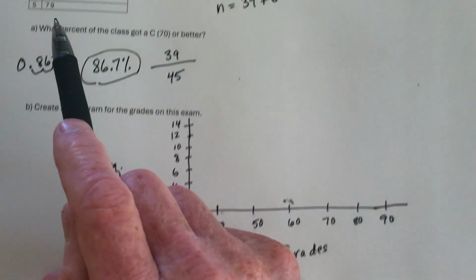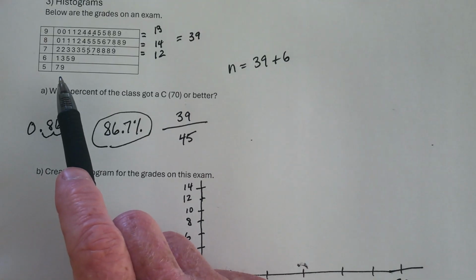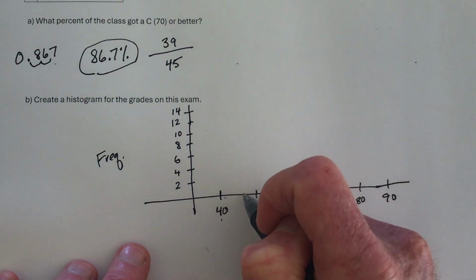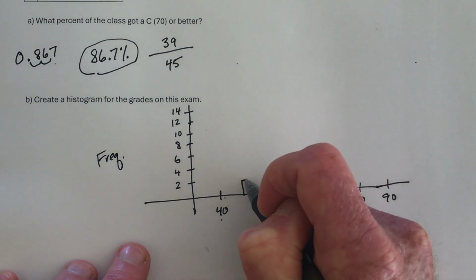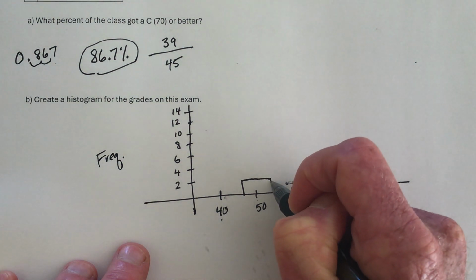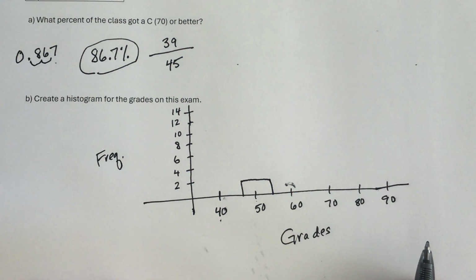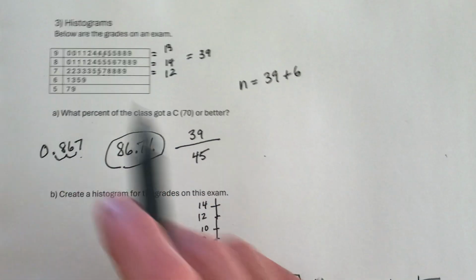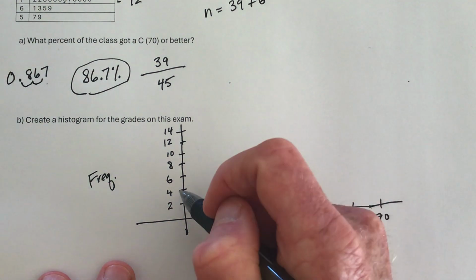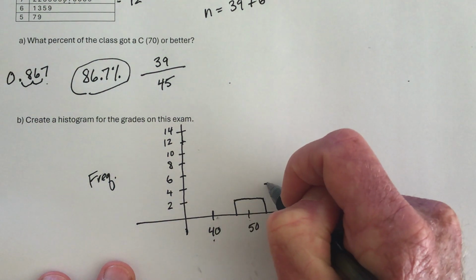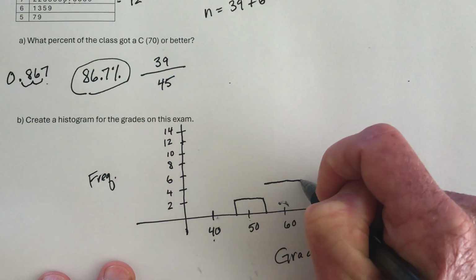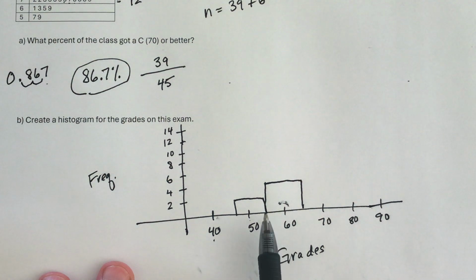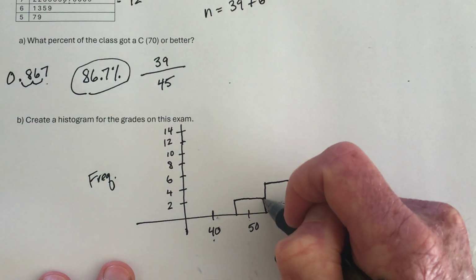All right. So for the people in the 50s, there was only 2 of them. So I need to make a bar for the 50s that goes up to 2. And I'm going to make the bar so the number 50 is right in the middle of it. And then for the 60s, there's 4 people. So then I need the bar to go up to 4 people. And again, make the bar so that the 60 is in the middle, and there should not be any gaps between the bars. They should be touching like that.